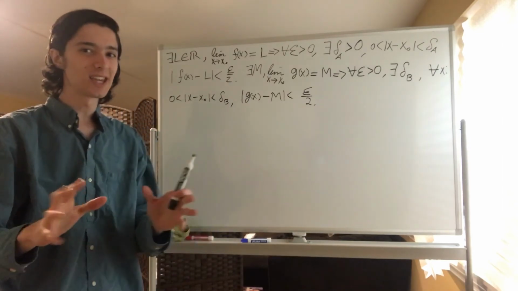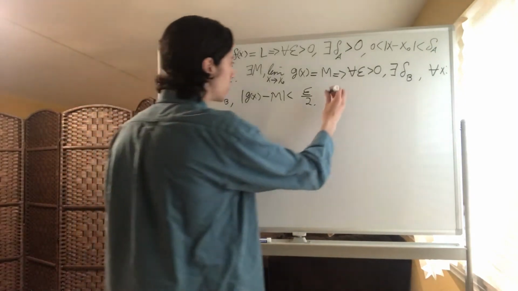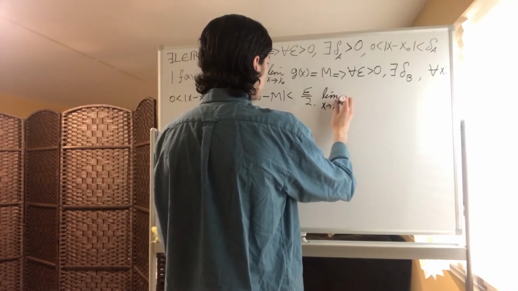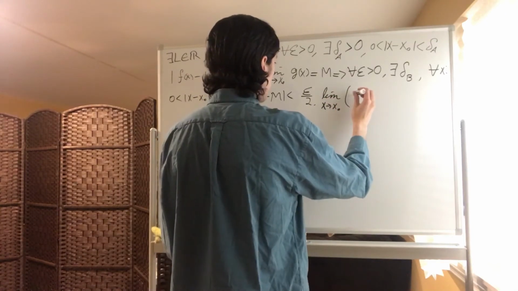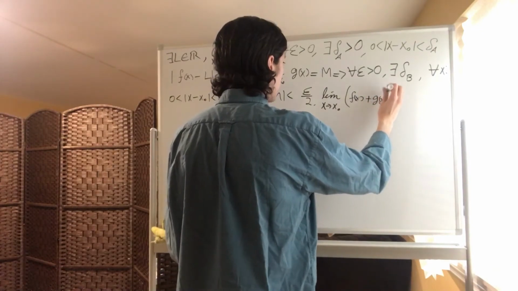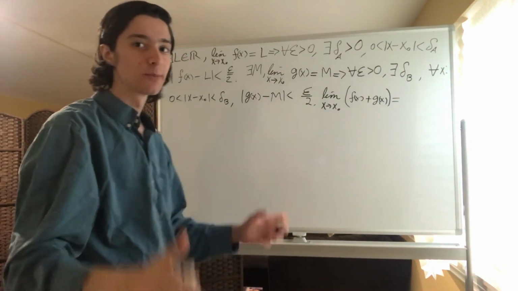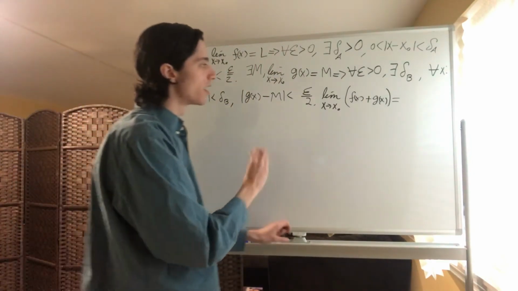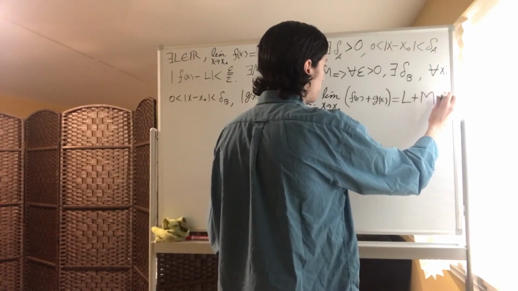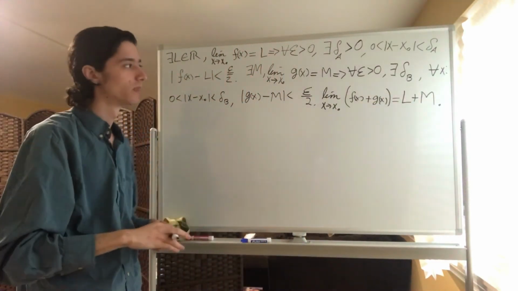So now we want to think about what are we trying to prove? We're trying to prove this, that the limit as x approaches x naught of f of x plus g of x is equal to what? Well, again, if we're trying to prove that we can just add these limits together, this would be equal to L plus M. And being able to prove this would prove that this addition law holds.